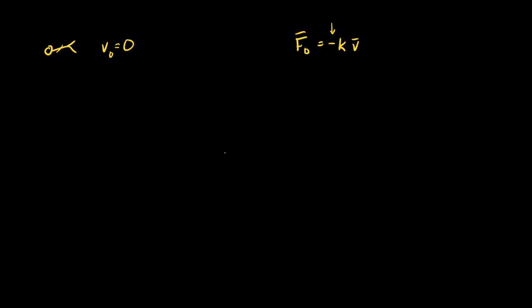I'll point out if it was a ball that was hit, like from a bat, and its velocity off the bat was this way, that equation is telling you that the drag force would be this way. It opposes the direction of the velocity. So make sure you read this equation correctly.